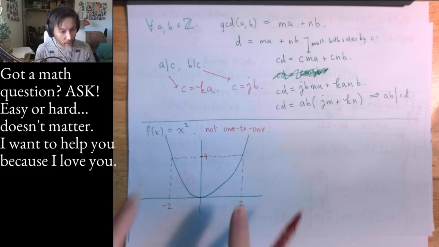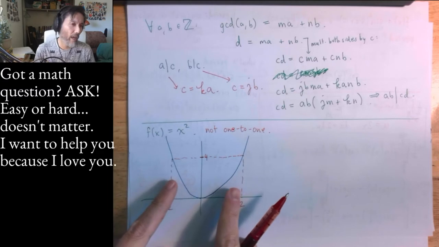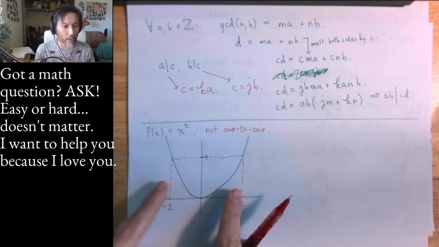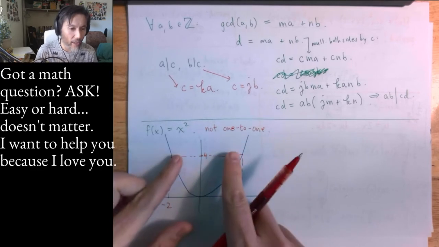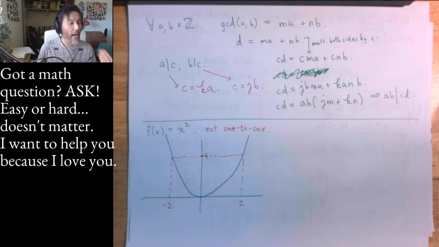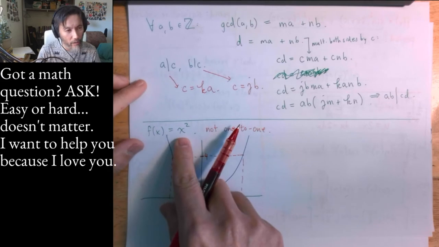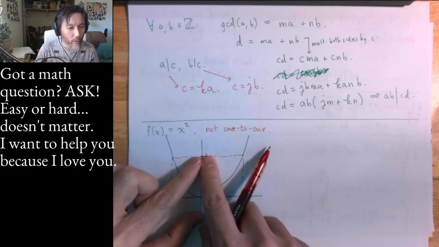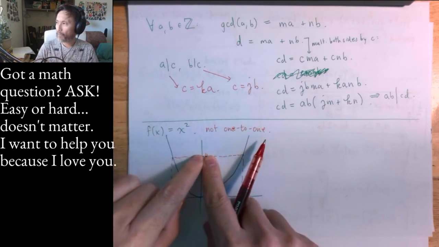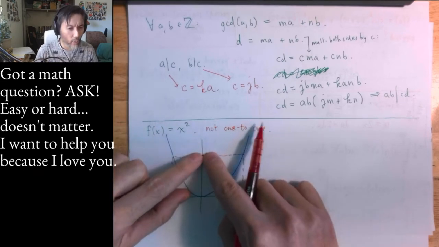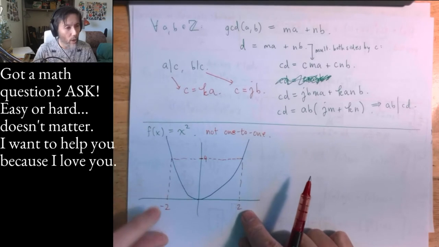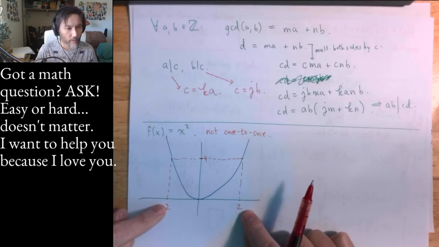The reason is precisely because of this. I don't even want to call it a pathology, but this phenomenon that there are two distinct values which give you 4. If we had an inverse for this function, the inverse wouldn't know: should we output 2, or should we output negative 2?